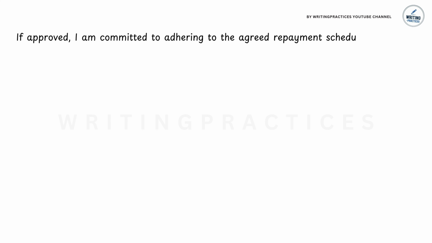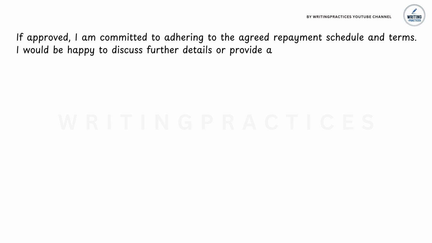Fifth paragraph. Reassurance of commitment. Here, reassure the lender of your commitment to adhering to the loan's terms. Emphasize your reliability and the positive outcome this loan will enable. Example: if approved, I am committed to adhering to the agreed repayment schedule and fulfilling all obligations promptly. This loan will enable me to consolidate my debts effectively, ensuring timely payments and financial stability moving forward. This paragraph is essential for convincing the lender of your dedication and ability to follow through.